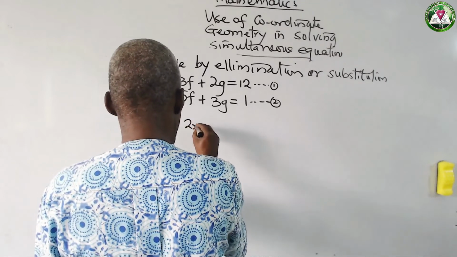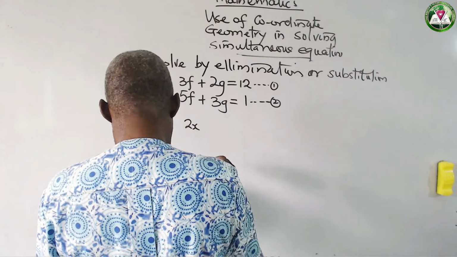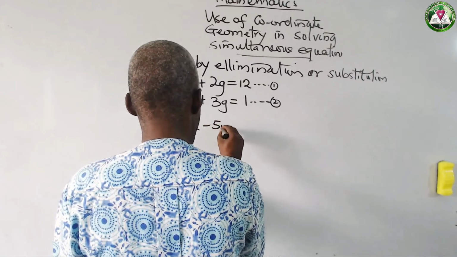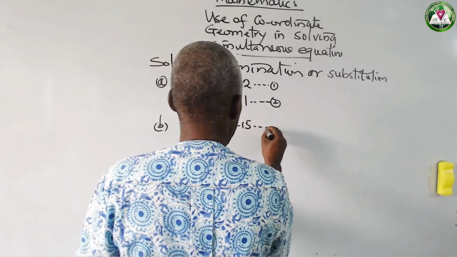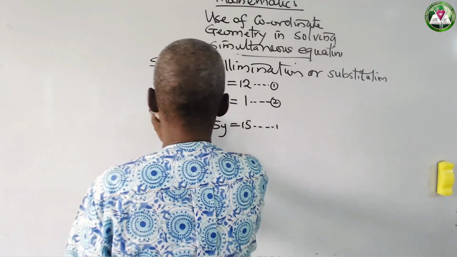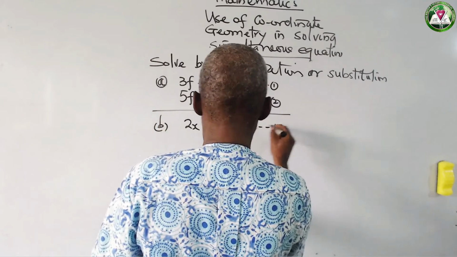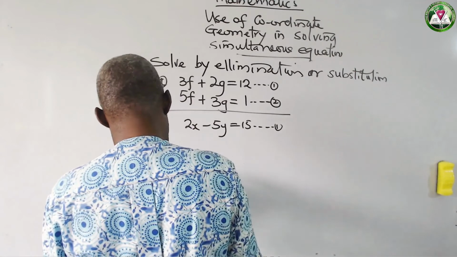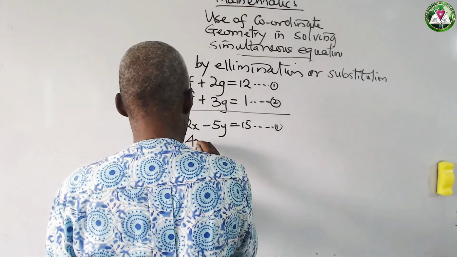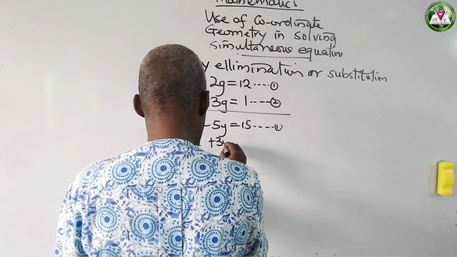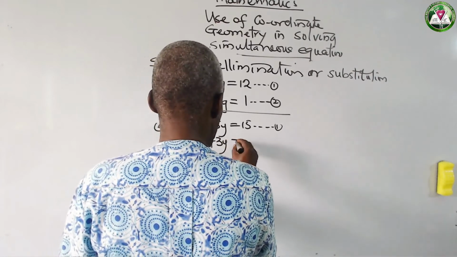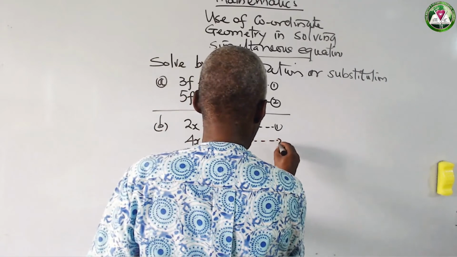B, 2x minus 5y is equal to 15. This is equation 1 here. Then 4x plus 3y is equal to 4. This is equation 2.